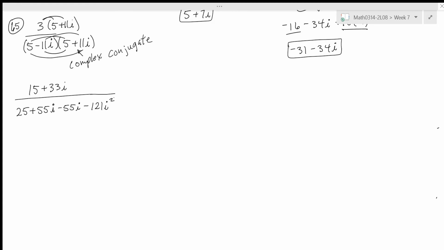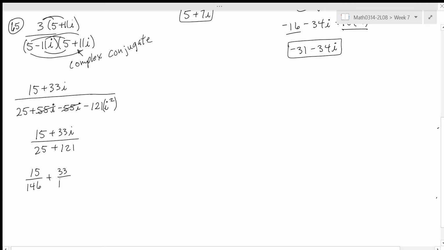What do you see? Yeah, so look at my 55 i's. Now you see them? Now you don't. That is correct. And some of y'all have found another shortcut. Anytime you see an i squared show up, you erase it and change the sign. Okay, so what does that give me? That gives me 15 plus 33i over 25 plus 121, which is 146. So the final answer is 15 over 146 plus 33 over 146 i. That's the final answer.